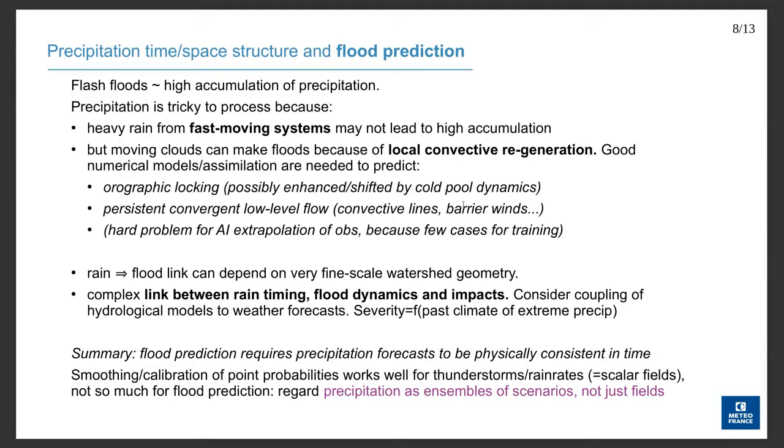So in summary, these complexities mean that it's important to process precipitation forecasts not as a scalar field, like we have done for thunderstorms, but we need to pay attention to the space and time structure of the precipitation scenarios and extract the quantities that are really important for flood prediction. So here's an example of that.